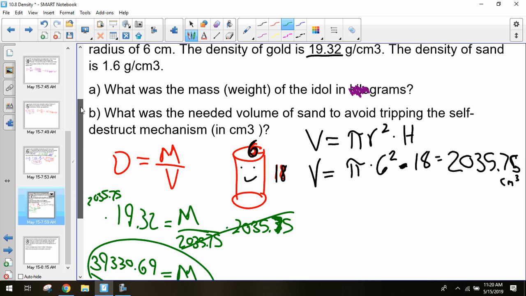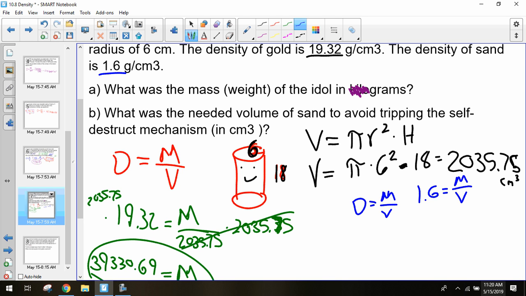So we need to figure out how much sand we need. Thinking through, what do we know? The density of the sand. We have the density of sand to be 1.6. So we have density equals mass over volume, so 1.6 equals our mass over volume. We're looking for the volume, so we need to know the mass.